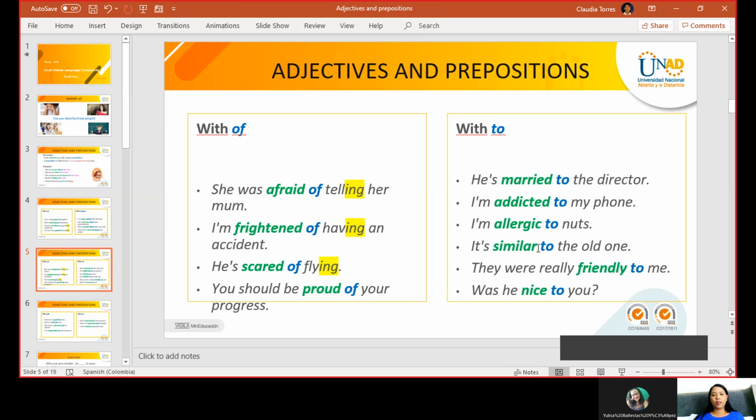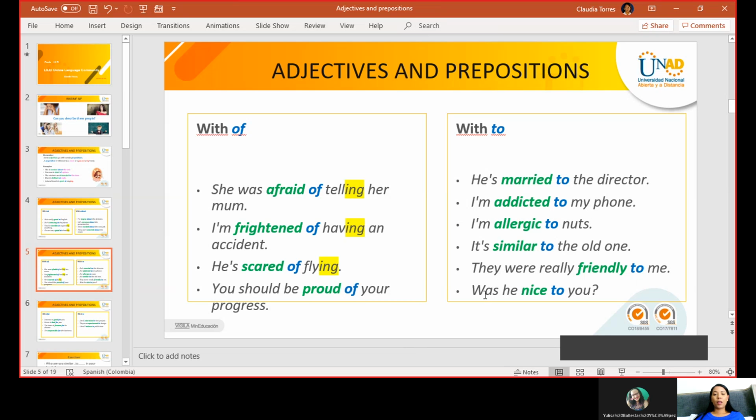It's similar to the old one. So for example, let's say my sister is similar to me, right? So similar to me. Okay, so we look similar. Okay, and they were really friendly to me. Okay, so they were.